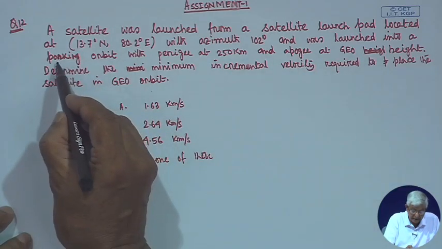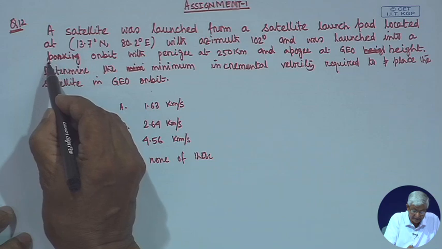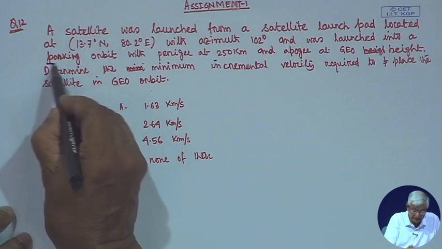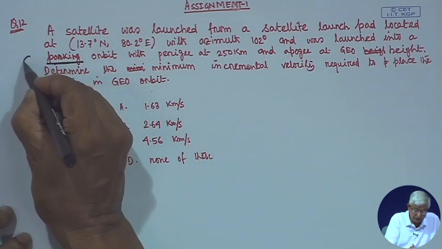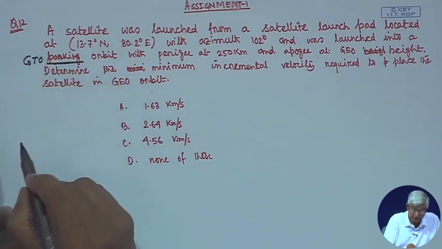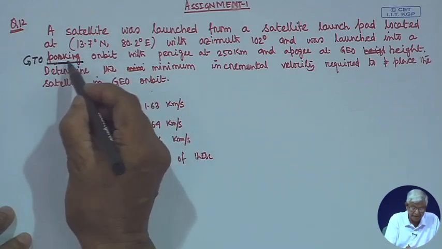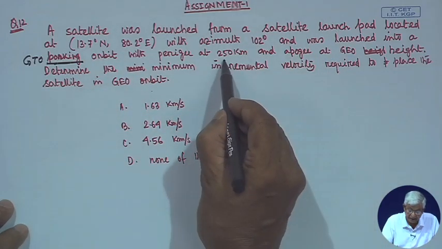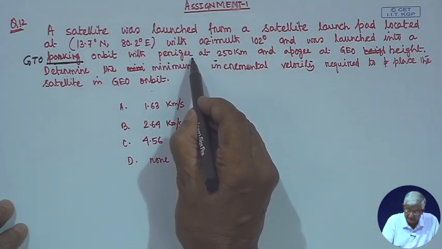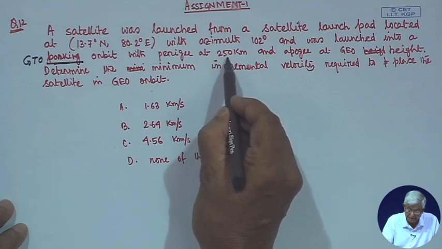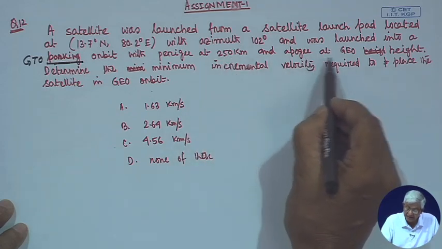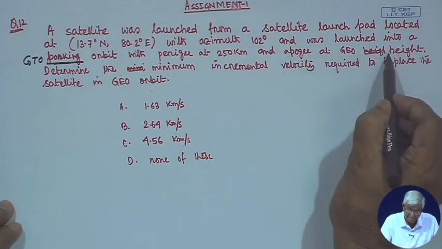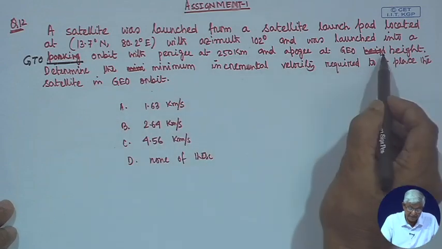During the class, I mentioned a parking orbit which is supposed to be circular, and I said this type of orbit we called GTO, geosynchronous transfer orbit. It is immaterial what name you give. It is an elliptical orbit, where the perigee height is 250 kilometer, and apogee at geosynchronous height. So, you can find out the apogee distance. So, apogee and perigee distances are known.